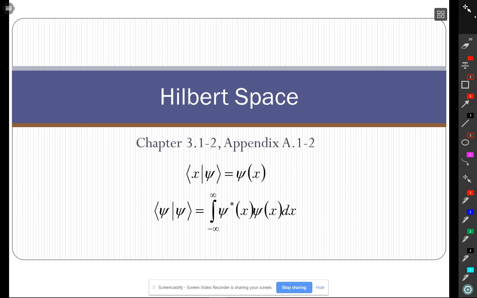We're moving on, and now we're going to spend one chapter talking about math, and then we'll get back to quantum mechanics. The reason we have this is because, as our textbook says, the wave functions exist in Hilbert space.